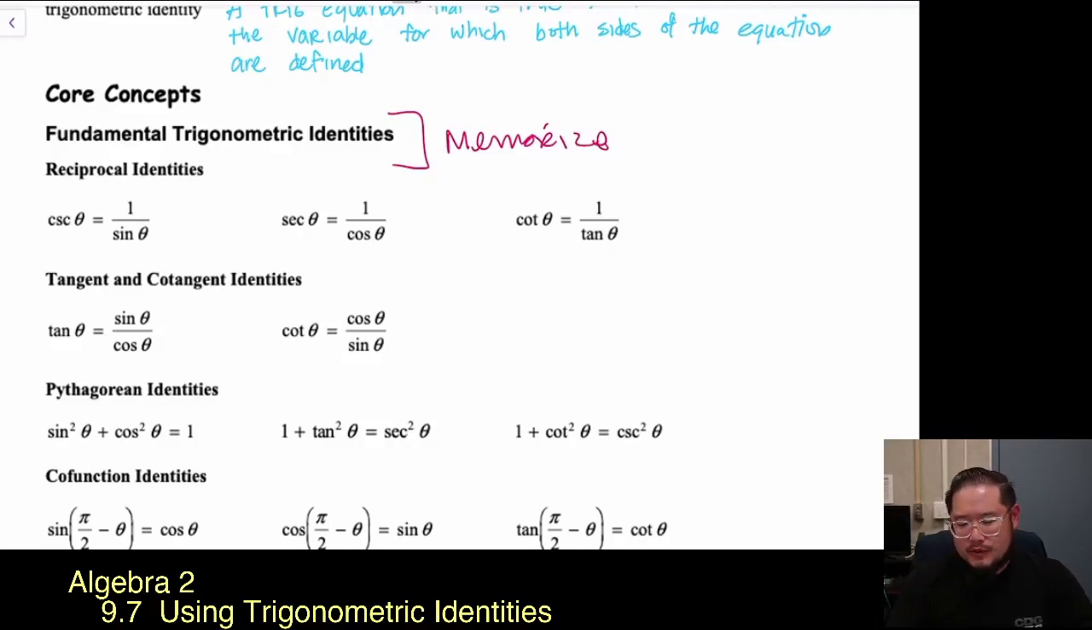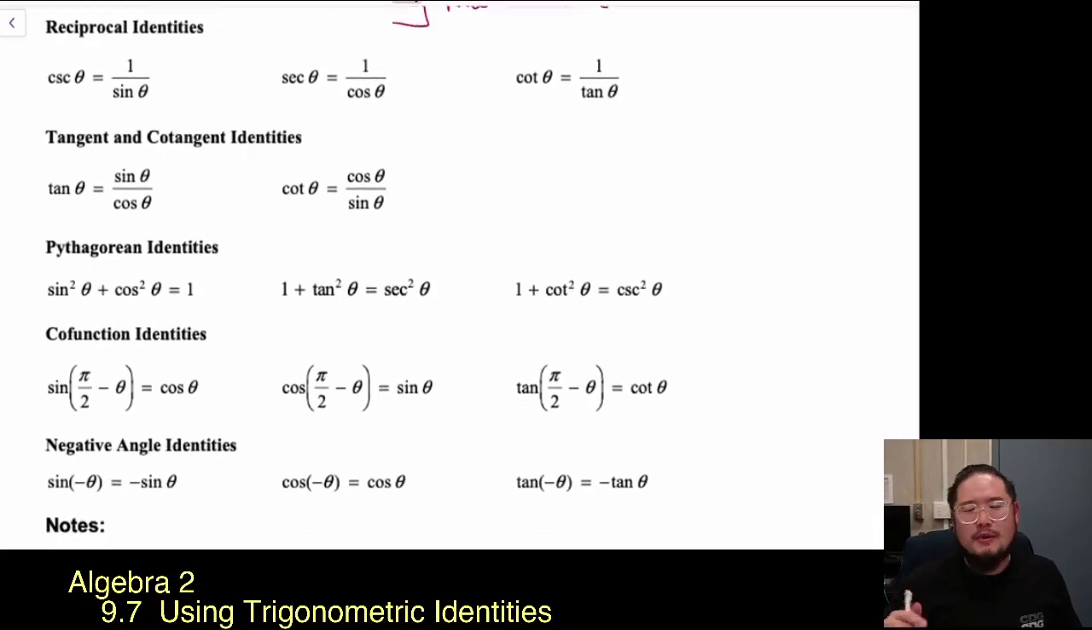We have some tangent and cotangent identities right here. We have tangent theta is equal to sine theta over cosine theta, and cotangent theta is equal to cosine theta over sine theta, which happens to be the inverses of each other. So we took the reciprocal, right? Pretty straightforward. We have some Pythagorean identities here. There are 3 of them.